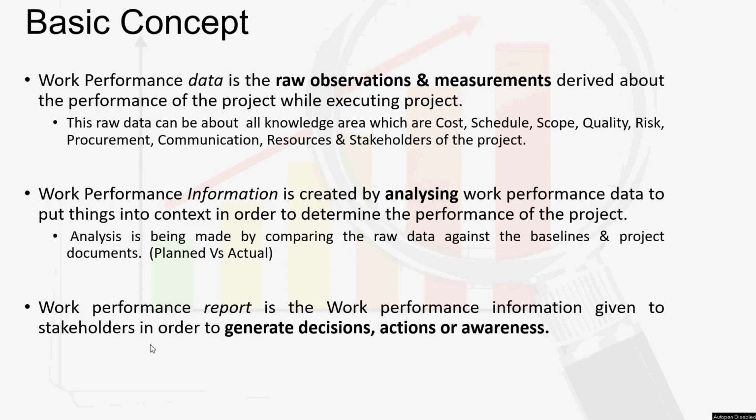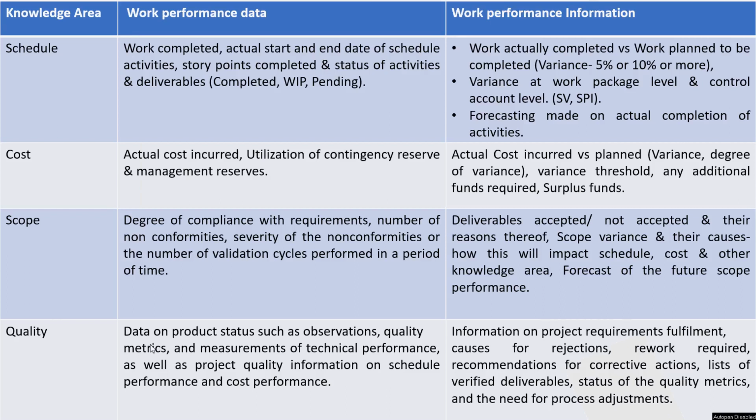Now let's see certain examples so that we can get clarity on what we are discussing. So first, let's take the example of schedule. Work performance data would look like: what is the work that is completed, what are the actual start and end dates of the schedule activities, what are the story points completed. In agile methodology, we check the story points that are completed. So this would be reflected in work performance data. What is the status of activities and the deliverables, whether they are completed, work in progress, or pending. This is all work performance data.